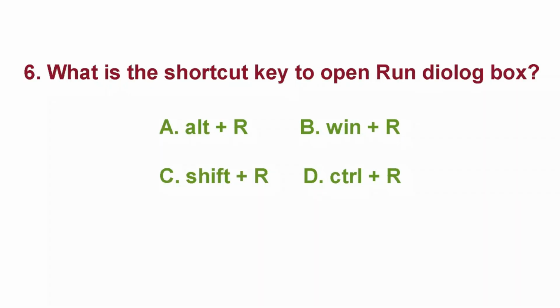What is the shortcut key to open Run dialog box? A. Alternate plus R. B. Windows plus R. C. Shift plus R. D. Control plus R. Answer. B. Windows plus R.